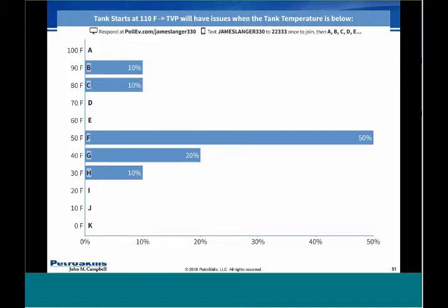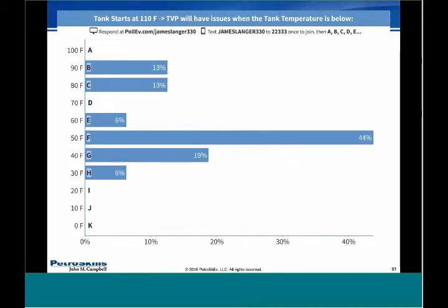And that's fair. I mean, you're not running the simulator. It's hard to tell. But most people would think it has to be pretty cold. The correct answer is 90 Fahrenheit.